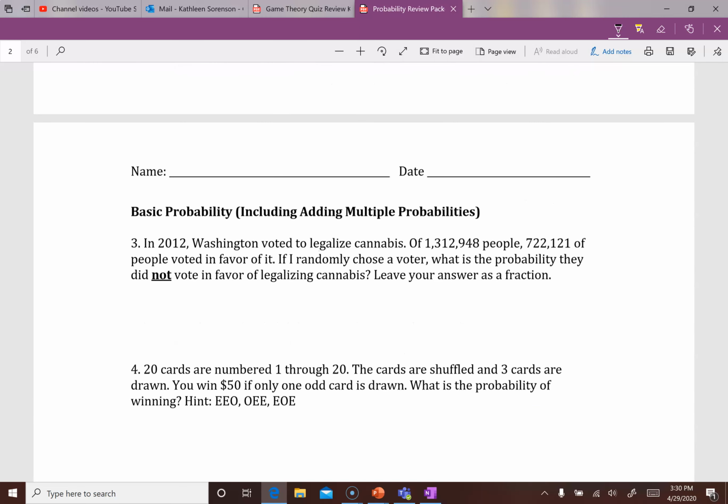All right, in 2012, Washington voted to legalize cannabis. Of 1,312,948,722,121 of the people voted in favor of it. If I randomly choose a voter, what is the probability they did not vote in favor of legalizing cannabis? Leave your answer as a fraction. Well, I have to take this number and then subtract this number. That tells me how many people did not vote in favor of it. And that gives me 590,827 voters out of the total 1.3 million change. And I don't think that's reducible.